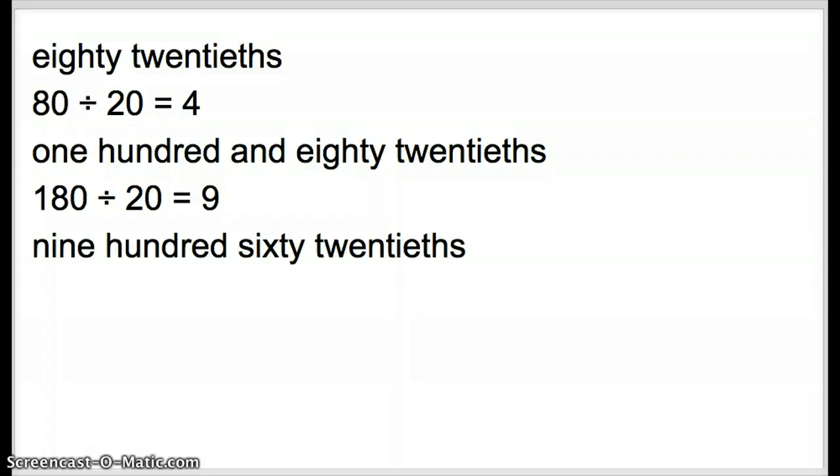How about 960 twentieths? How many times does 20 go into 960? This is a little bit harder. I'll give you a little bit more time. If anybody has the answer, please give it. 960 divided by 20 equals 48.